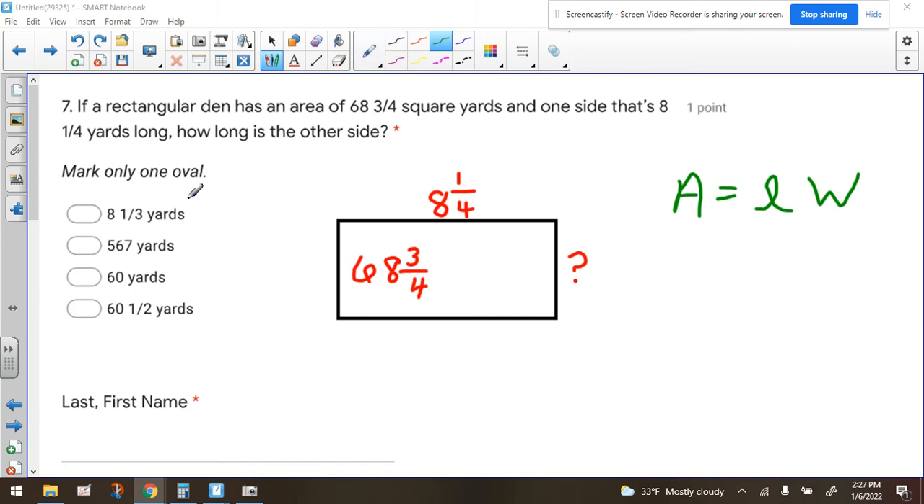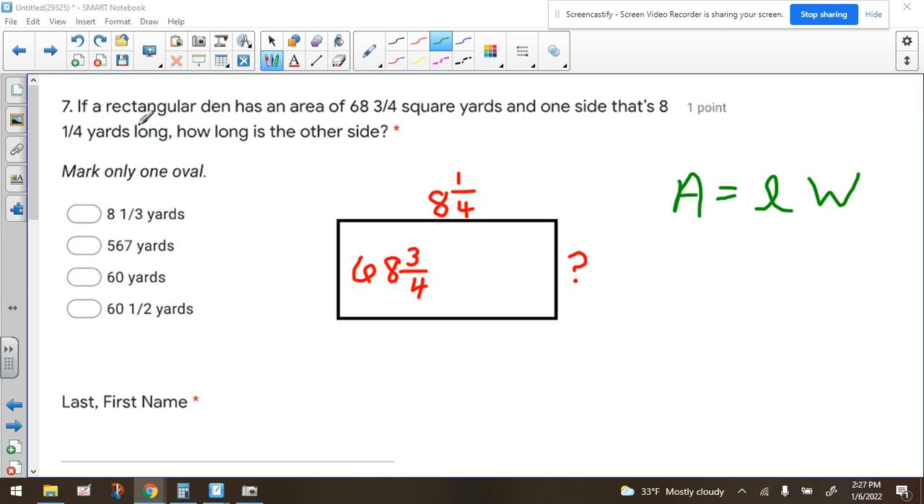Hey everybody, we're looking at number 7. If a rectangular den has an area of 68 and 3/4 square yards and one side that's 8 and 1/4 yards long, so I wrote that right here. I don't like how that's kind of on two separate lines. How long is the other side?